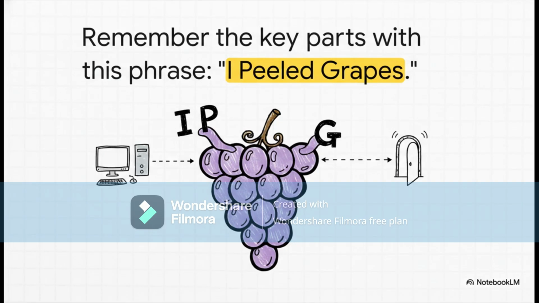And to wrap it all up, here's a silly little memory trick to take with you. To remember the two most important bits of info, just think to yourself, I peeled grapes. The IP reminds you of your IP address, and the G reminds you of your gateway, your exit. Got it? Awesome. Good luck.